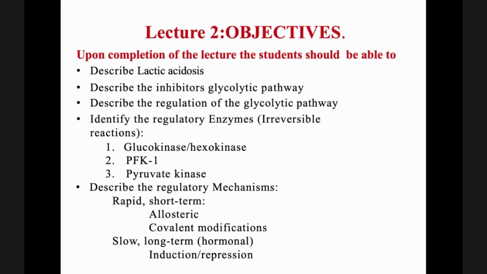So these three irreversible reactions are the glucokinase and hexokinase, which is the first step, the phosphofructokinase, which is the step that changes the fructose 6-phosphate to fructose 1,6-bisphosphate, and the pyruvate kinase, which produces pyruvate. If you notice, two of these enzymes are involved in hydrolysis of ATP, in consuming ATP, and one of them is involved in forming the ATP. Okay.